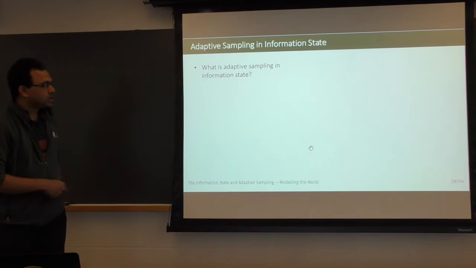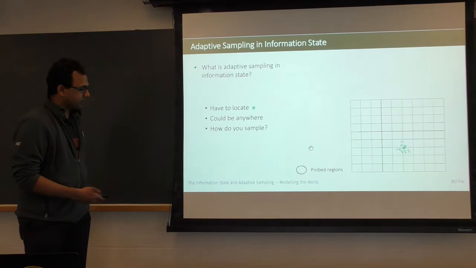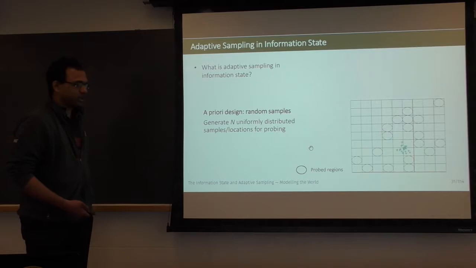So a quick recap of what adaptive sampling is. Suppose we have to locate these green dots. They are somewhere in the region, but they are co-located, and we have to sample. So how do we sample? One easy design is an a priori design. You could do random samples. You can decide some random points in the region where to sample from. If you are lucky, you'll get a hit, and in this case you don't, so bad luck.